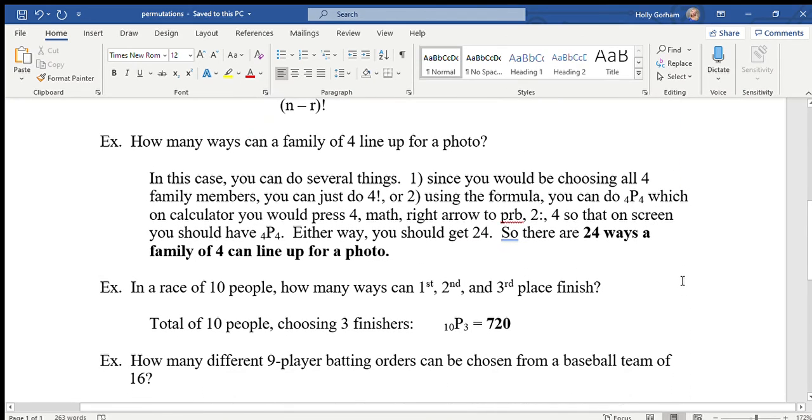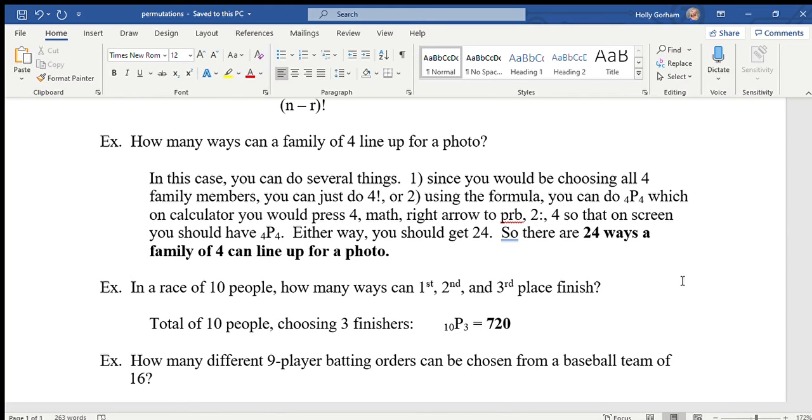On this first example, it says, how many ways can a family of 4 line up for a photo? Here's why this is a permutation. When one person is chosen, you can't pick them again. And then you pick a second person, and then the third and the fourth. Also, as you change your lineup, it's a different picture, so the order changes.